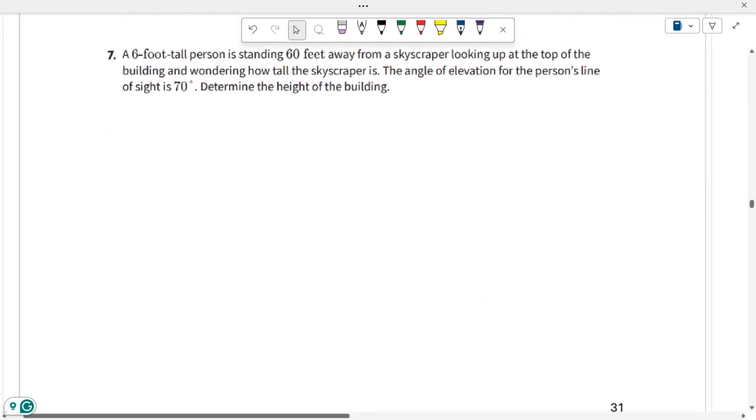All right. Question 7. We do not have a pre-existing picture for this, so we have to draw it now for the first time. A 6-foot-tall person is standing 60 feet away from a skyscraper, looking up at the top of the building and wondering how tall the skyscraper is. Maybe he's looking at Abby from question 6. The angle of elevation for the person's line of sight is 70 degrees. Determine the height of the building. I guess it's not Abby because we knew the height of hers was 450.